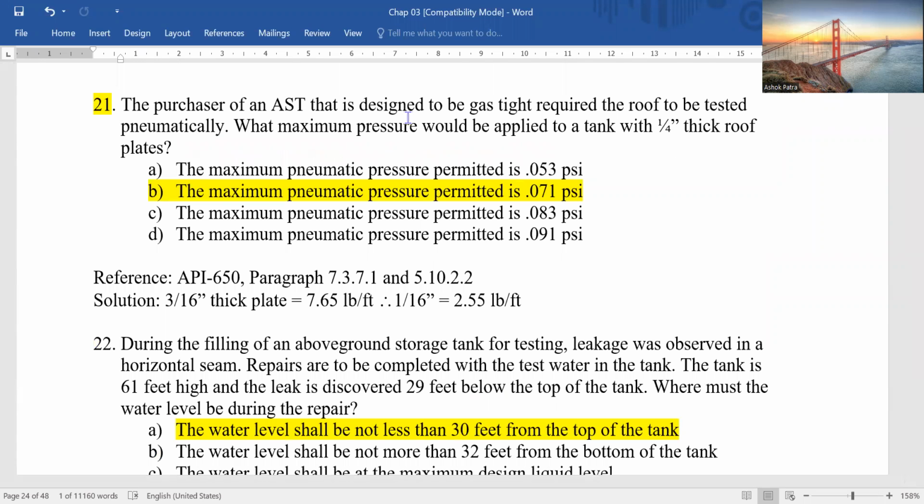The purchaser of an AST that is designed to be gas tight requires the roof to be tested pneumatically. What maximum pressure would be applied to a tank with 1/4 inch thick roof plates? Maximum pneumatic pressure permitted is 0.071 psi. This one I had not found anything like this.